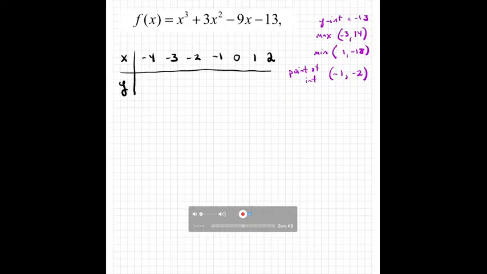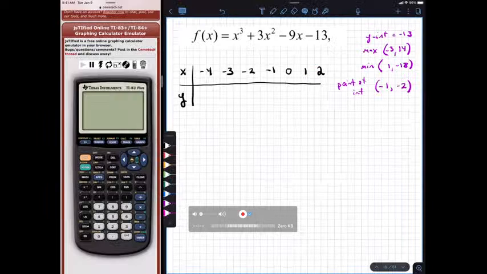So what I'm going to do, in my upper left hand corner, I'm going to go to my y equals, and I'm going to type the original, which is x to the power of 3, plus 3x squared minus 9x minus 13. Okay. And then I'm going to go to my table. We should be able to confirm a lot of our numbers.